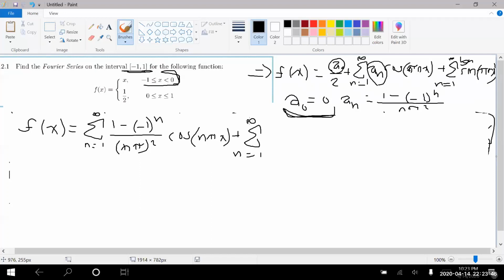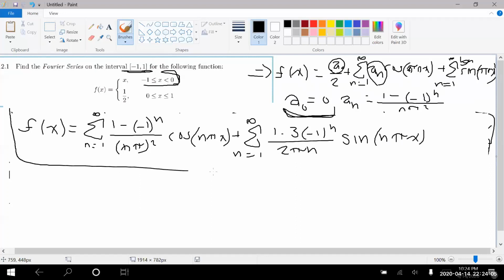And then for our b sub n, we got 1 minus 3 times negative 1 to the n over 2 pi n, and then times our sine n pi x. Okay, and that is the solution to this problem.